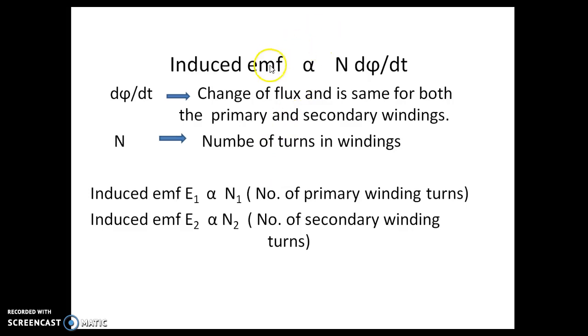And here see, the induced EMF is directly proportional to N, meaning the number of turns in the winding. For the primary winding N1, for the secondary winding N2. And dφ/dt, this is the change of flux, and it is the same for both the primary and secondary windings. So simply, the induced EMF is directly proportional to the number of turns only.